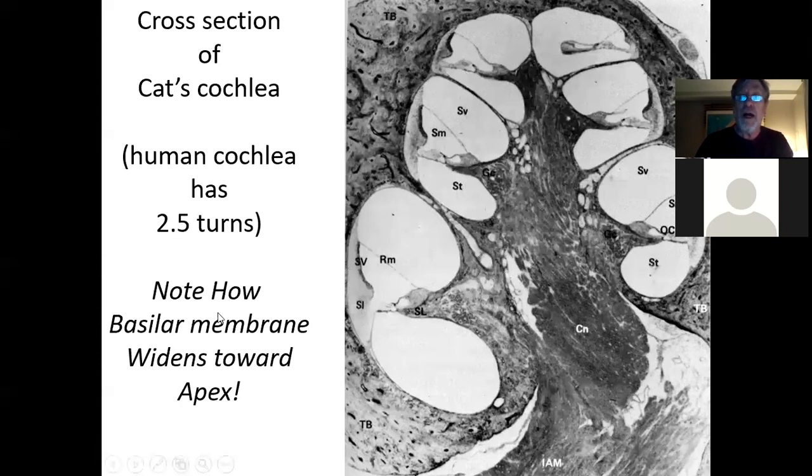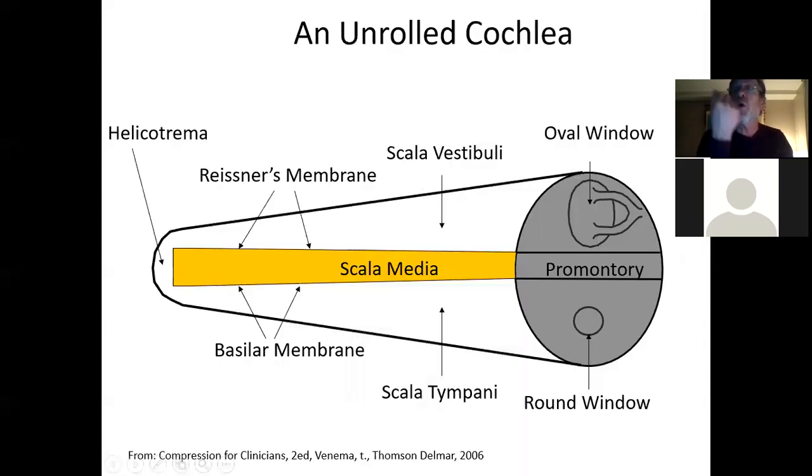Note how the basilar membrane widens toward the apex. This is the base. This is the apex. And basilar membrane, BM, doesn't mean bowel movement. Basilar membrane is this. Basilar membrane is this. RM, Reissner's membrane, R-E-I-S-S-N-E-R, Reissner's membrane, basilar membrane. Those are the two walls of the membranous labyrinth. Reissner's, basilar.